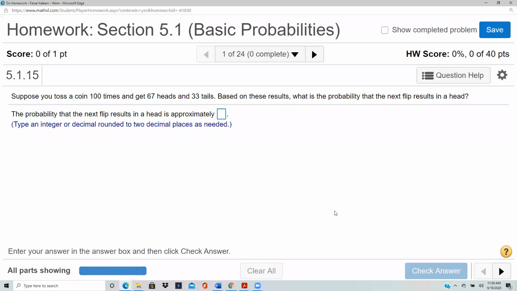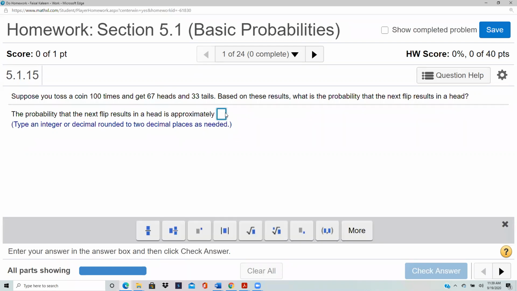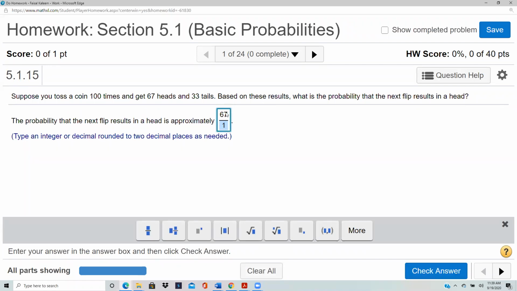Suppose you toss a coin 100 times and get 67 heads and 33 tails. Based on these results, what's the probability that the next flip will be a head? So you got 67 heads out of 100. So that's the probability of a head. But they want a decimal, so 0.67.